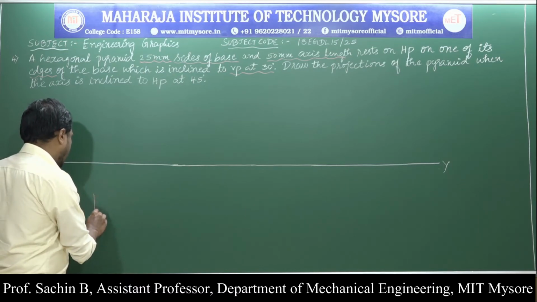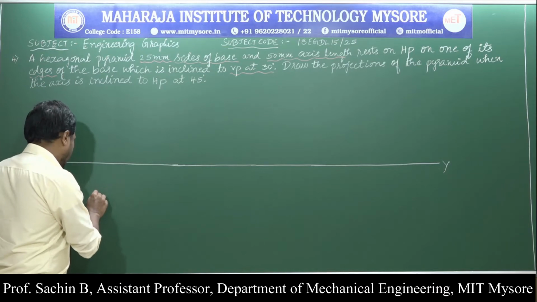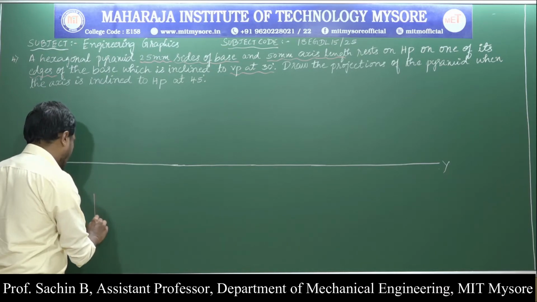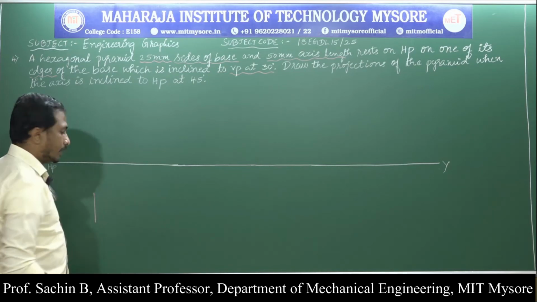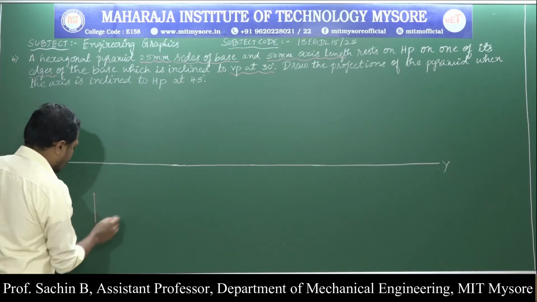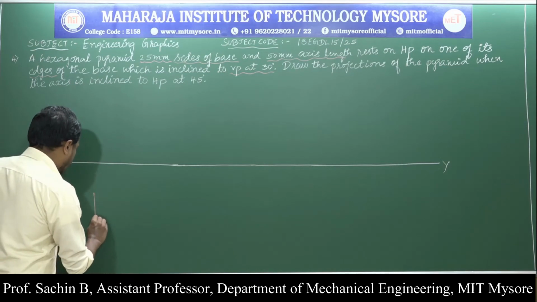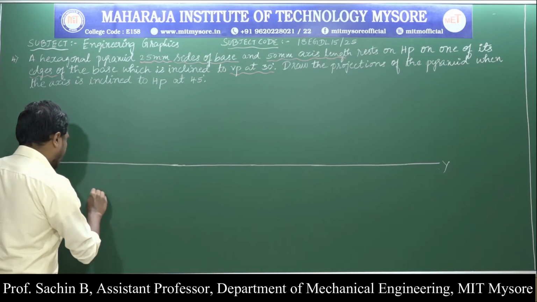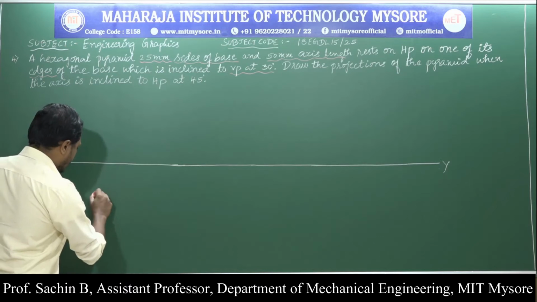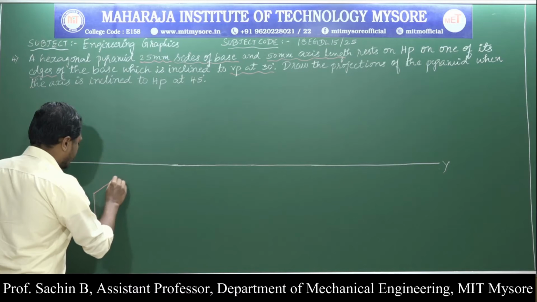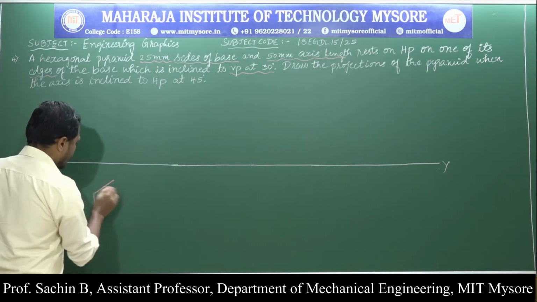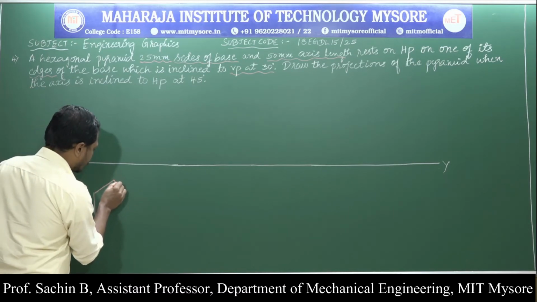With the line command, by drawing the lines, you can construct the hexagonal lamina. And one more way, by drawing a circle of the given side dimension, you also can draw the hexagonal lamina. That is also possible. I am drawing it directly now, of sides 25 mm.